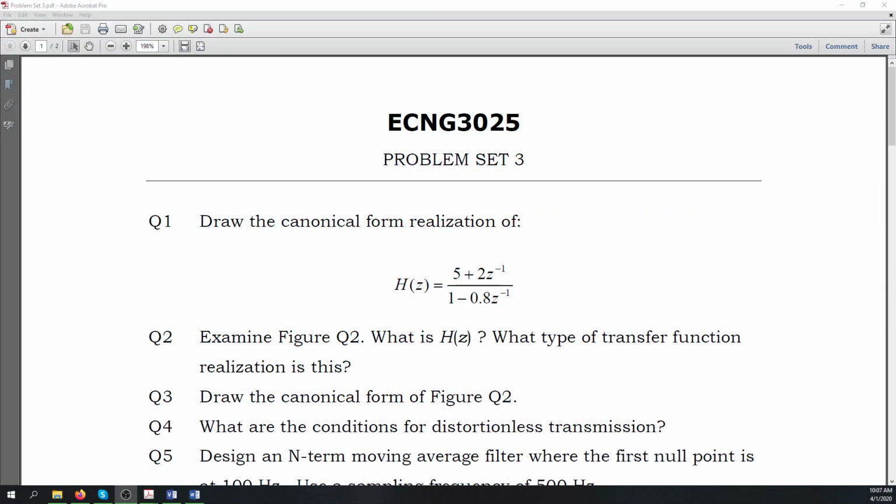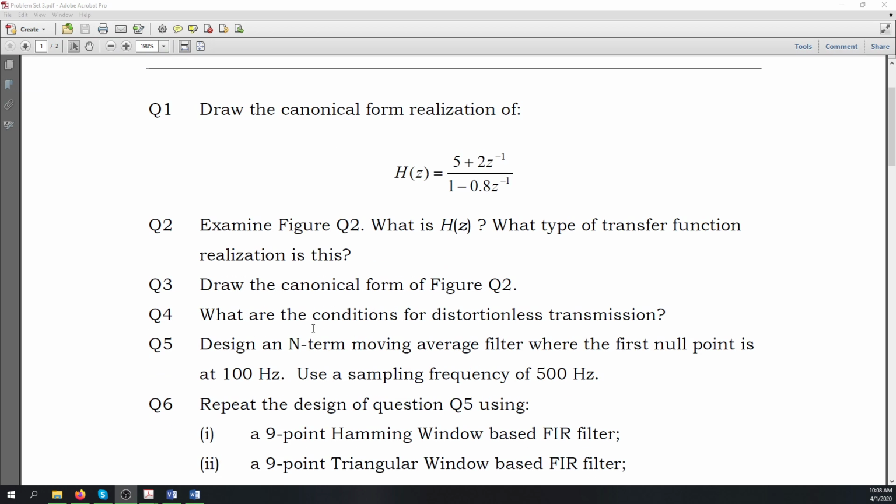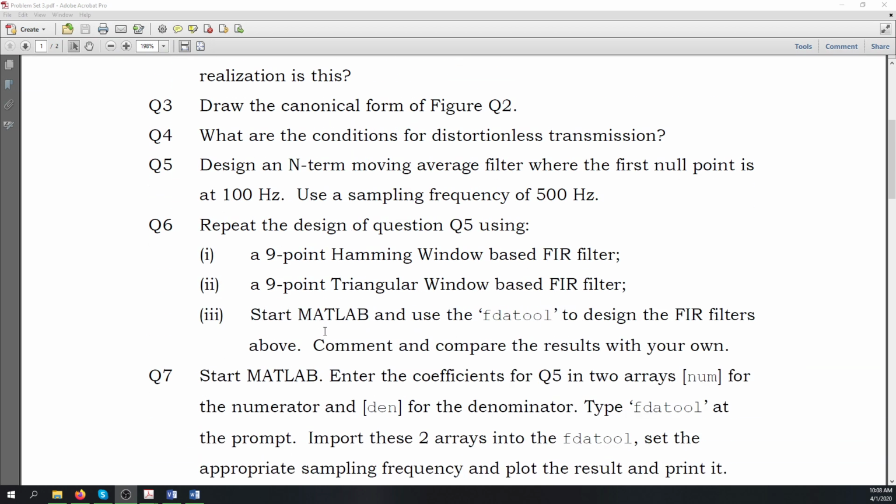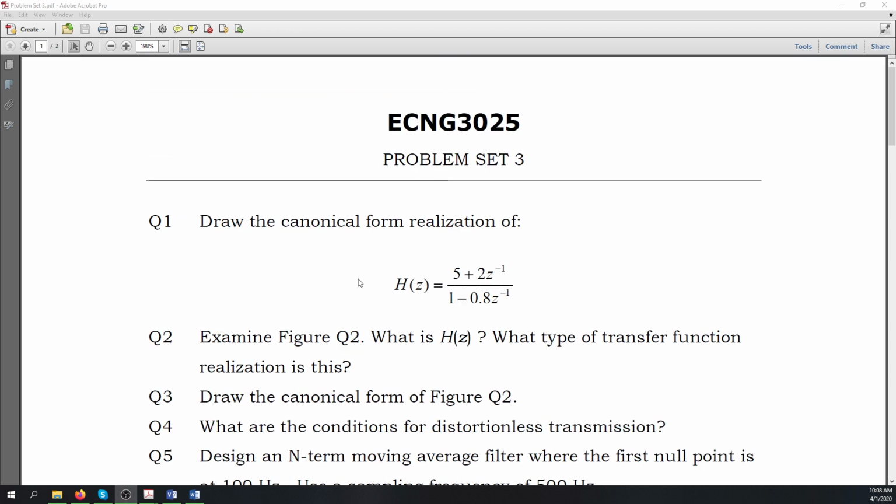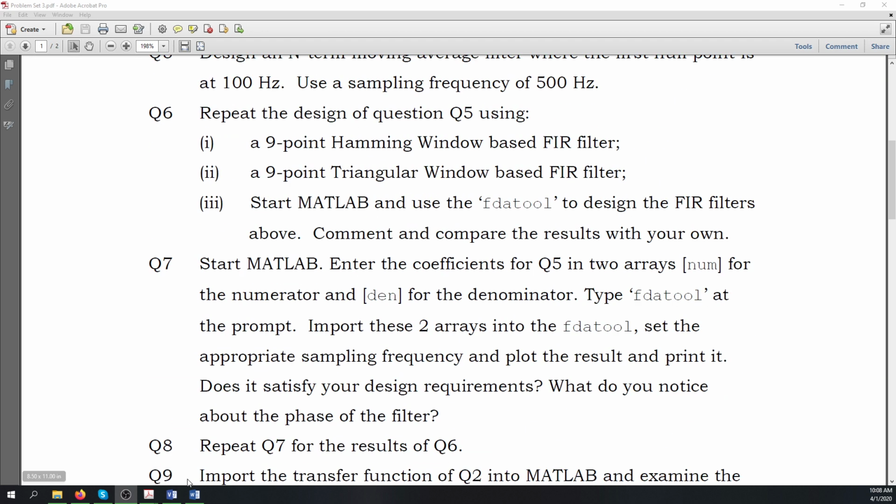So, today we're basically going to be doing problem set 3. In particular, we'll be doing questions 1 to 5. I believe I might be able to do question 6. Let's see. Yes, I can do question 6 as well, but question 6 will be a really short, abbreviated version.